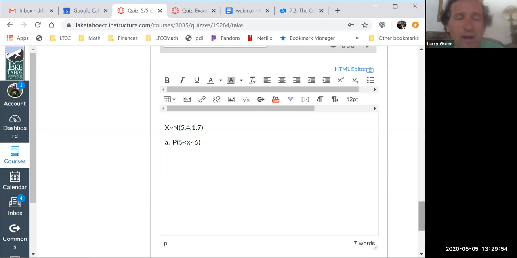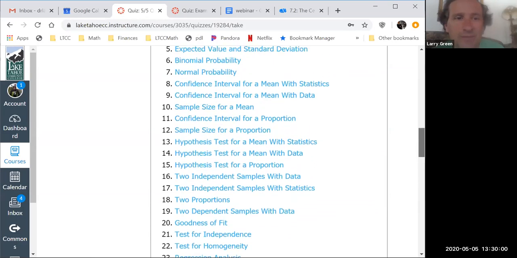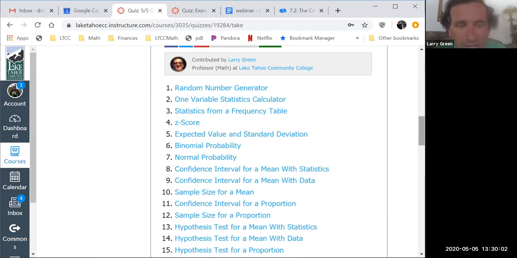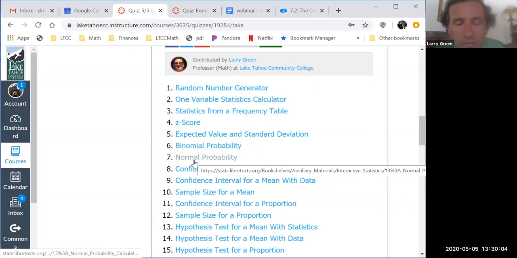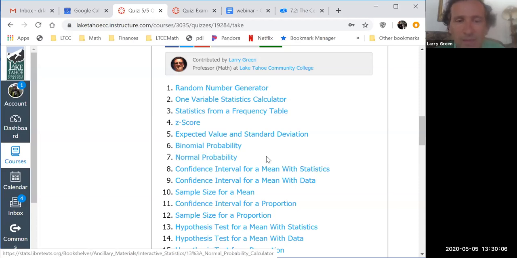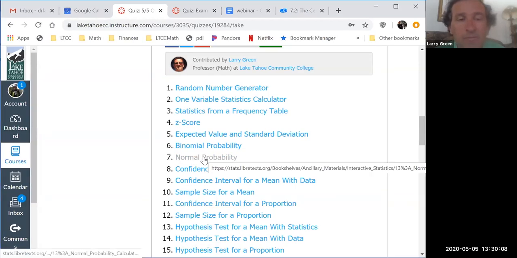Okay, so now we need our calculator. You can't do this in your head. That's never going to happen. You're not going to do it on paper either. We have to have a calculator. And the calculator we're going to be using is the normal probability calculator. By the way, that's the main calculator for both chapter 6 and chapter 7, this week's stuff. So I'm going to click on that.